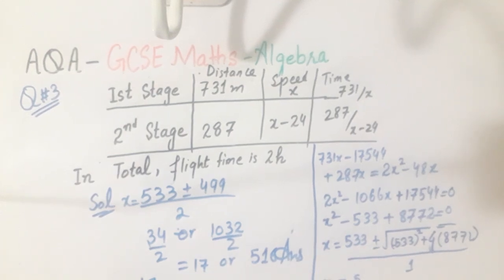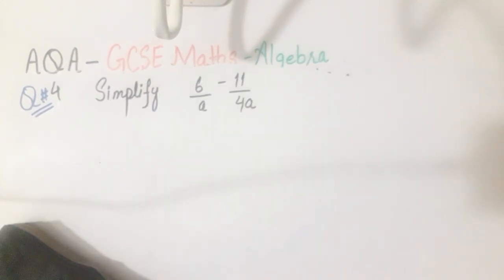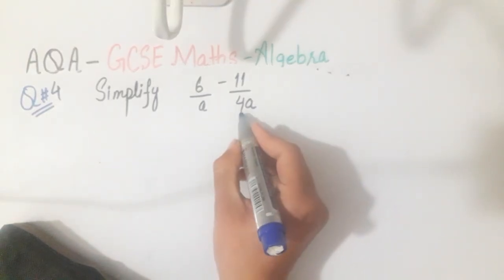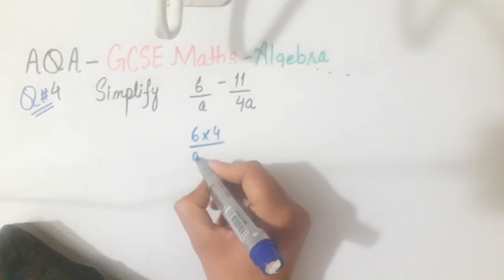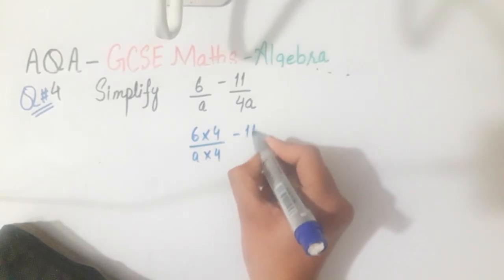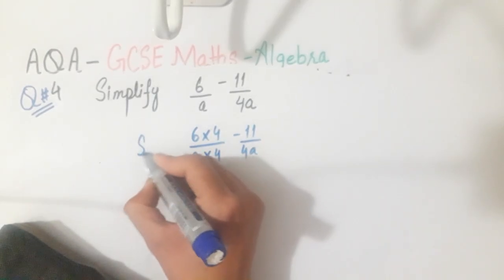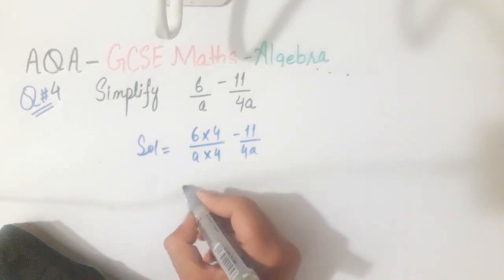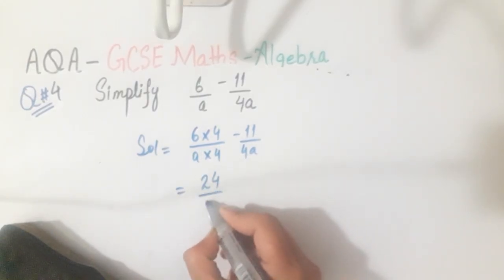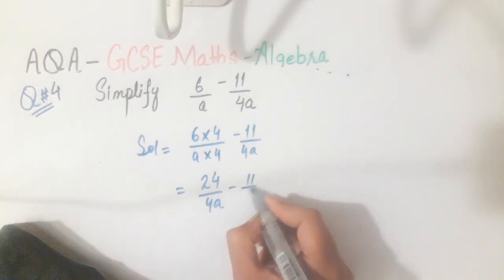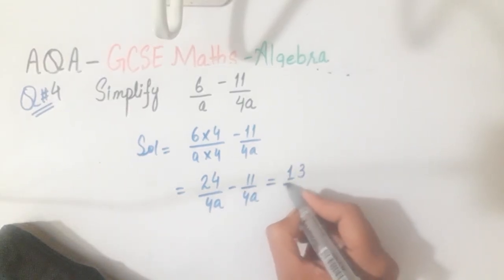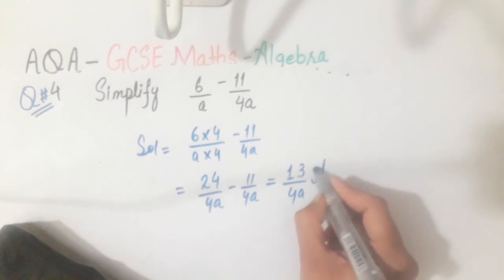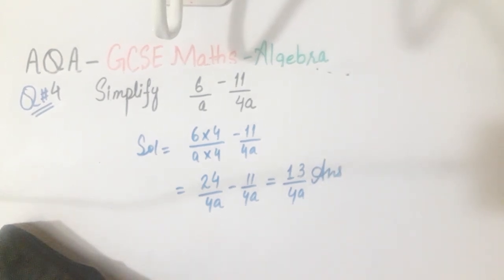Now we will solve the next question, number 4: 6 by a minus 11 by 4a. First we make the denominator the same. So 6 is multiplied by 4 and a is also multiplied by 4, and this remains as it is. So we get 24 by 4a minus 11 by 4a. So 24 minus 11 will be 13 divided by 4a. So this will be the answer.